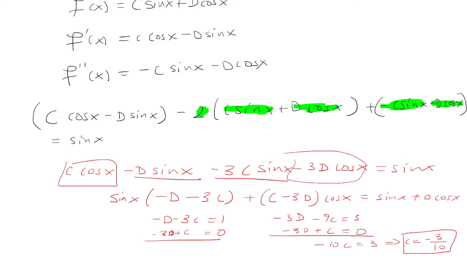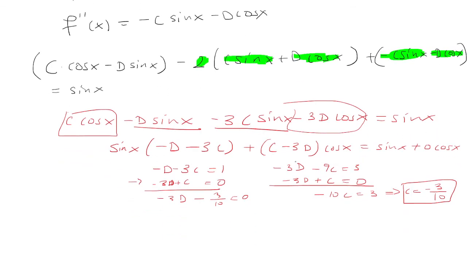And we can plug that into the second equation. We have negative 3d minus 3 over 10 equals 0. So we'll add the 3 over 10 over. Divide both sides by negative 3 and get d is negative 1 over 10. And that's our answers.